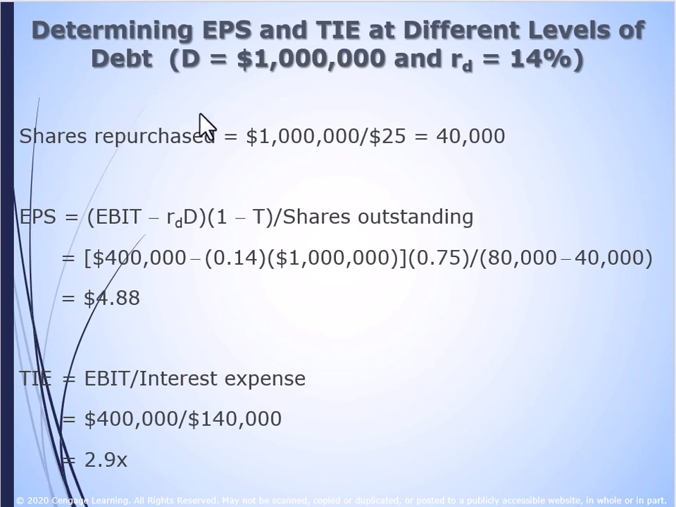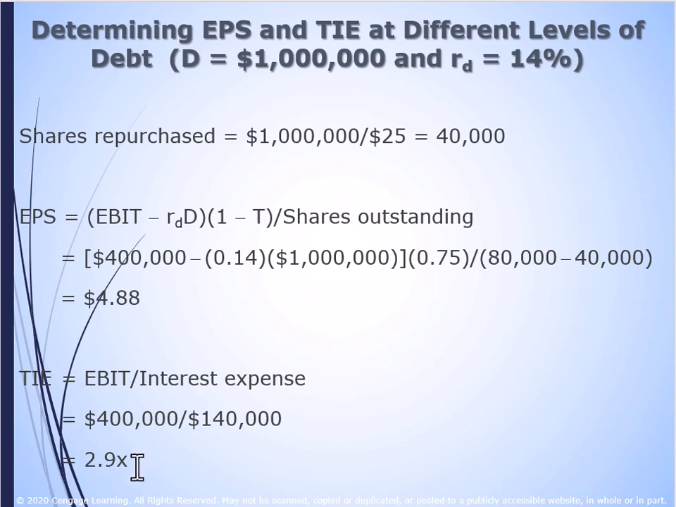What happens if we go to the extreme and we borrowed that $1 million? Again, at $1 million, the cost of financing is 14%. We're going to buy back 40,000 shares. Earnings per share is going to increase even more to $4.88. And EBIT divided by interest declines even further to 2.9.